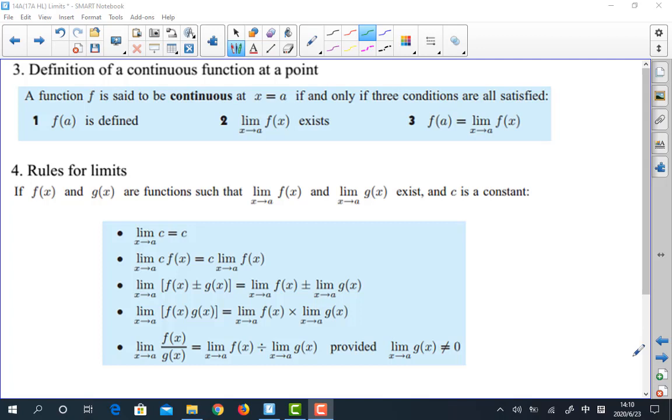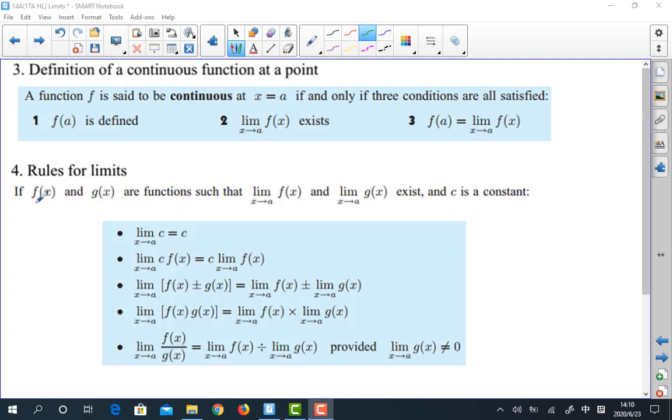Right now, let's look at section 4, rules for limits. Here, you can see 5 rules for limits. And I hope HL students can get more familiar with those rules for limits than SL students, because HL students need to know how to apply those rules for evaluating more complex limits in the optional topic.